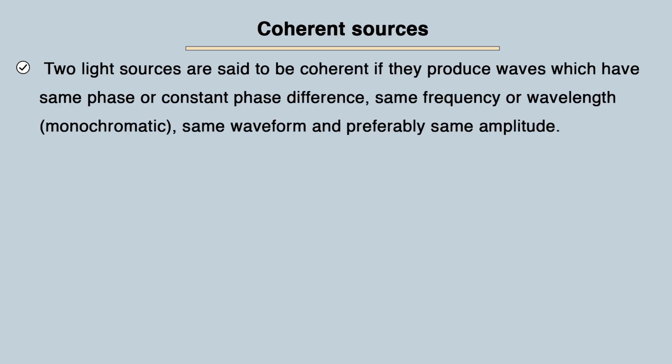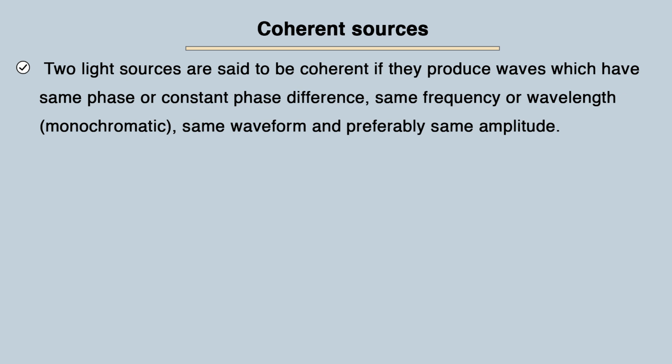Now, as I just discussed about the different conditions for interference: the amplitude is similar, the waves move parallel, the velocity is the same, and the frequency is identical. One term used in interference is coherency, or coherent sources. This is an essential condition for interference phenomena, and two light sources are said to be coherent if they produce waves which have the same phase or a constant phase difference.